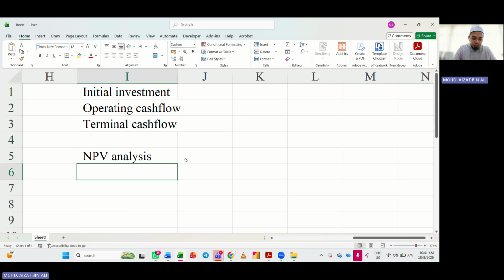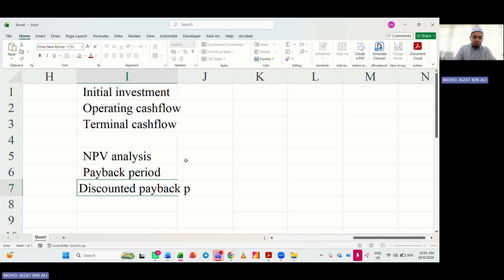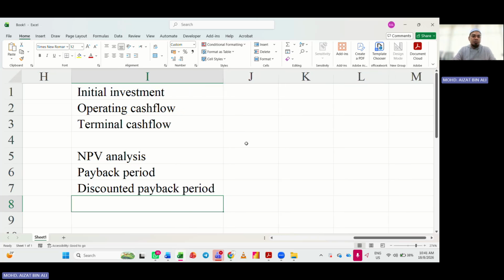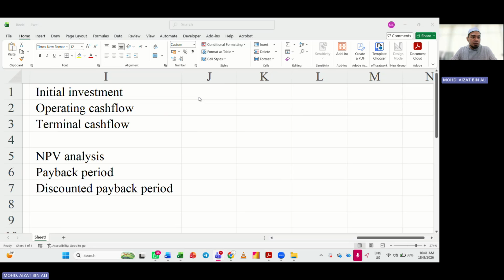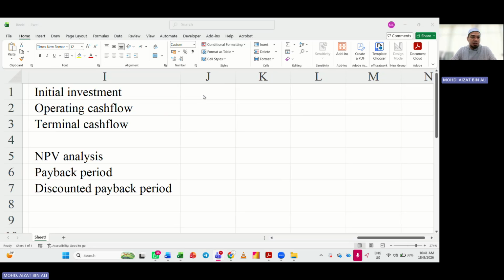And then we also do payback period calculation. Sometimes we also do discounted payback period. The discounted payback period is not in the module, but it is asked in the exercises section in the module. So you need to be able to solve it in case it comes up in the final exam.